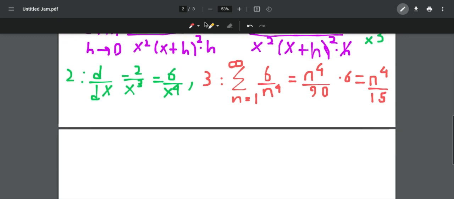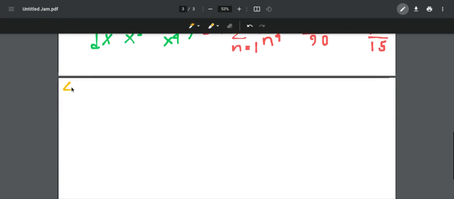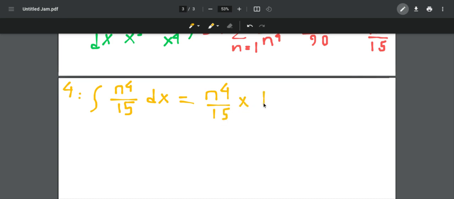And lastly, the main part of the question, which is to integrate this. So we should integrate pi to the 4th power over 15 with respect to x. This is just a simple integral because we have a constant, and integrating a constant, we just put a variable in front of it. So we get pi to the power of 4 over 15 times x plus c.